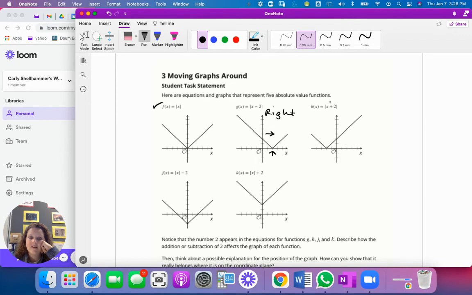Here, we've got x plus 2. That shifts us 2 to the left. And I know it's x plus 2, but it's 2 to the negative side, right there. Now we have absolute value of x minus 2, which shifts us 2 down, because we're outside of the absolute value sign. And then plus 2 shifts us 2 up.